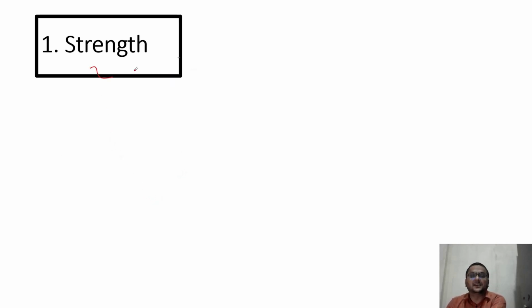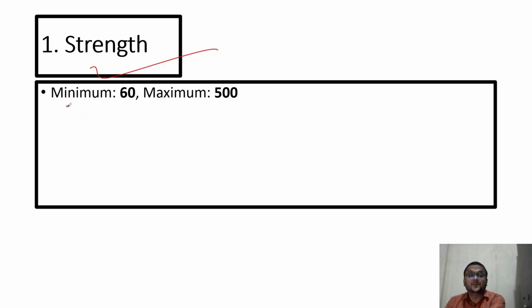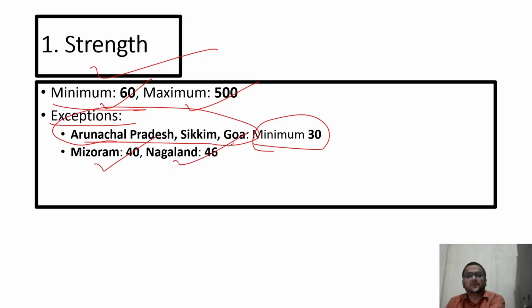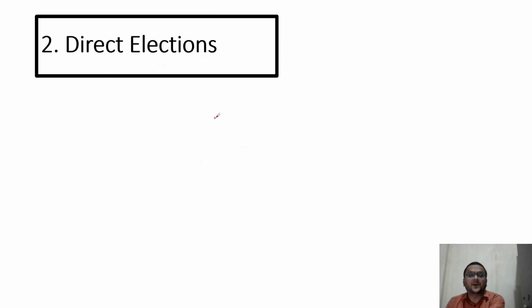So let's look at what the strength is in the legislative assembly, Vidhan Sabha. Minimum strength is 60 and maximum strength is 500. Exceptions are there. Arunachal Pradesh, Sikkim and Goa, their population is very low. That is why here the minimum strength is 30. Mizoram has 40 members and Nagaland has 46 members. Otherwise in all other states it is minimum 60 and maximum 500. That is the range.